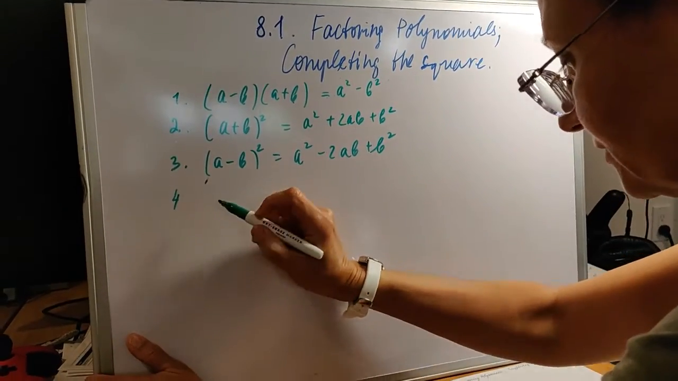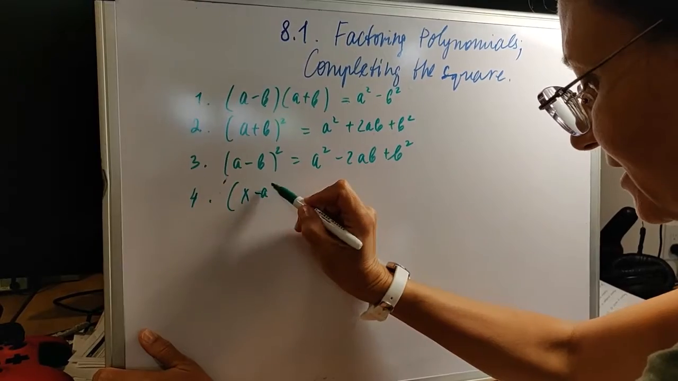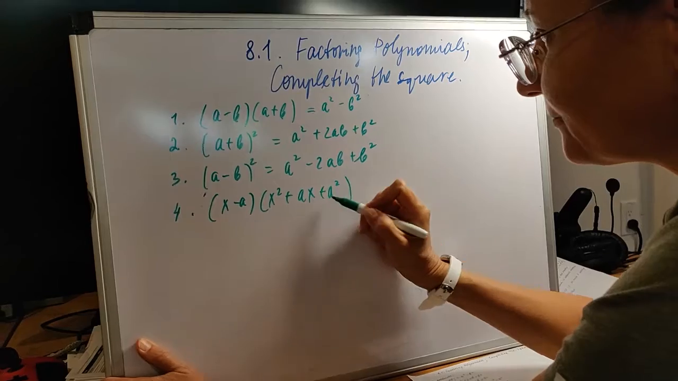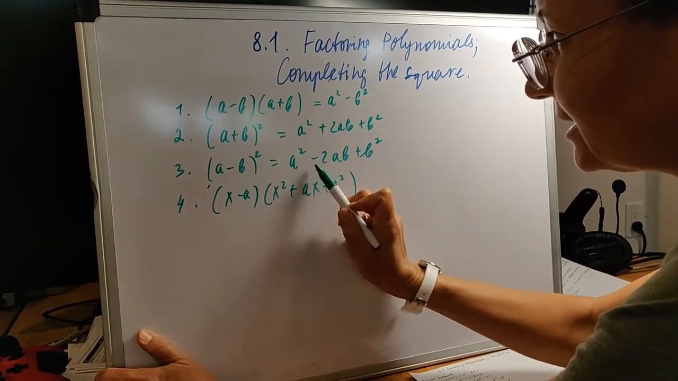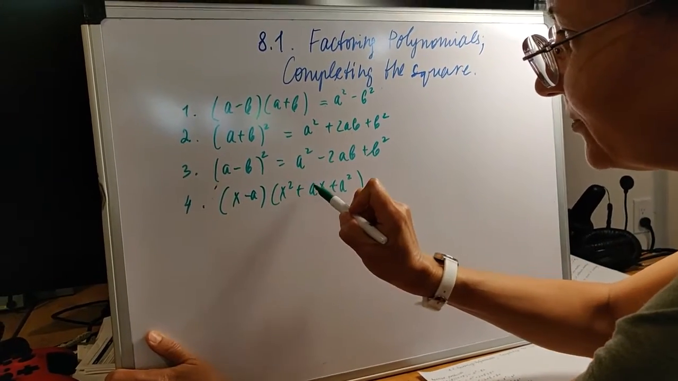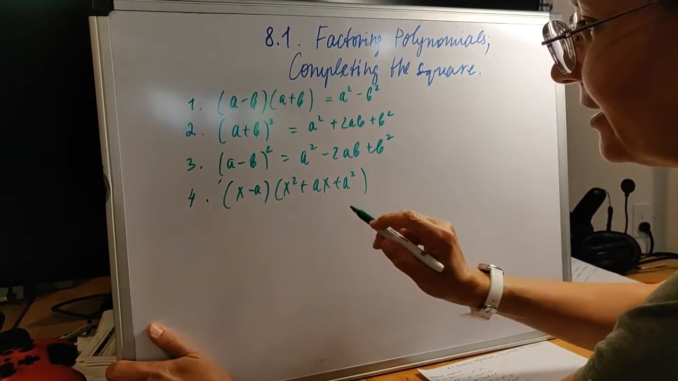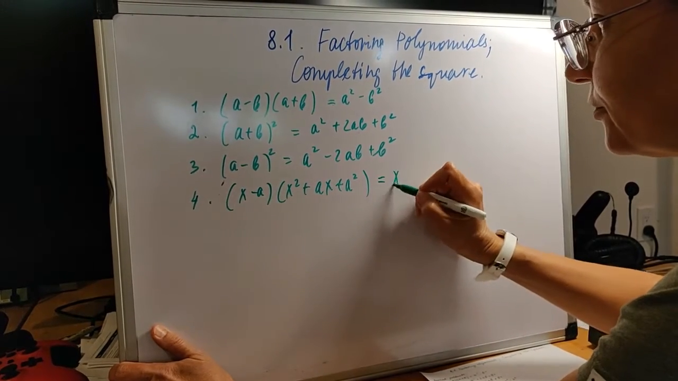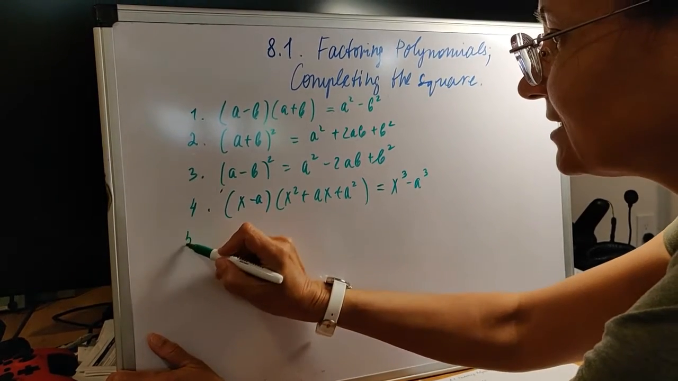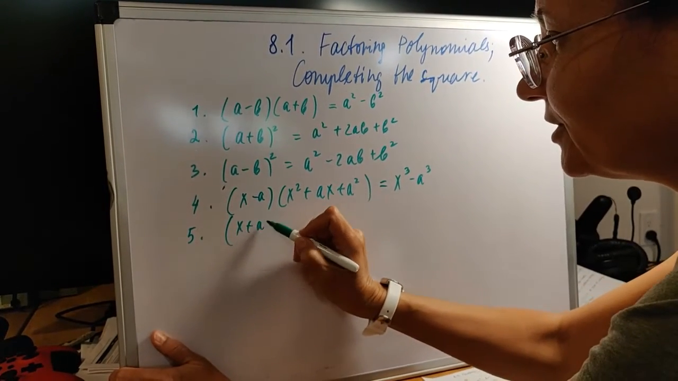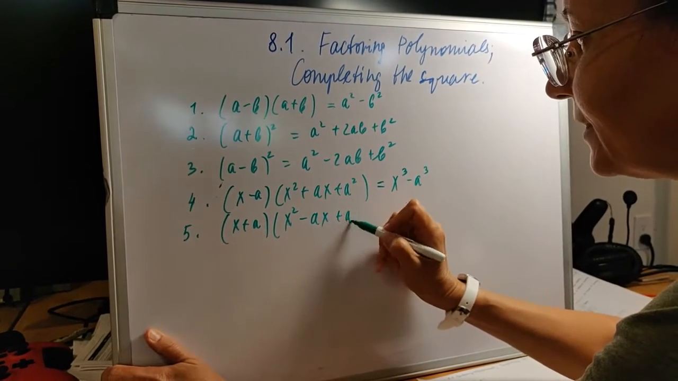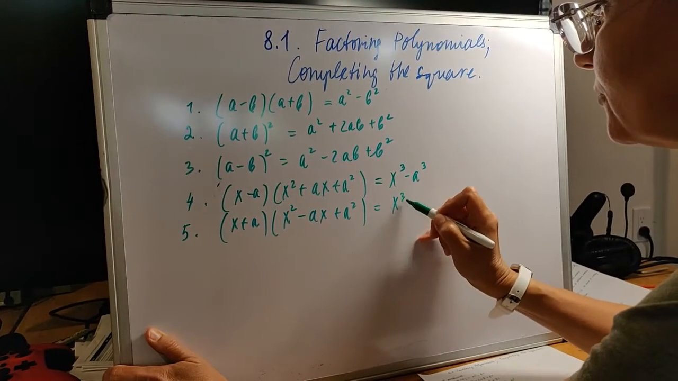Number 4 is going to be x minus a times x squared plus ax plus a squared. This is a special product which looks similar to the sum of 2 terms squared, but instead of 2 we don't have 2 here. It's going to result in difference of cubes, so it's going to be x cubed minus a cubed. A similar product, with plus over here and minus over here, is going to result in a sum of cubes.